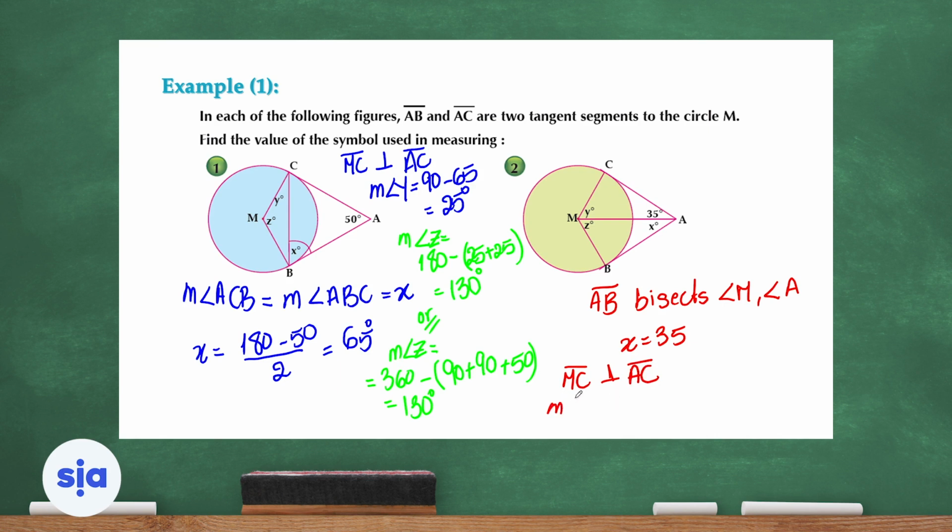Then the measure of angle Y equals 180 minus 90 plus 35, minus 90 plus 35 equals 55 degrees. And for sure, angle Z has the same measure as angle Y, so it's also 55 degrees.